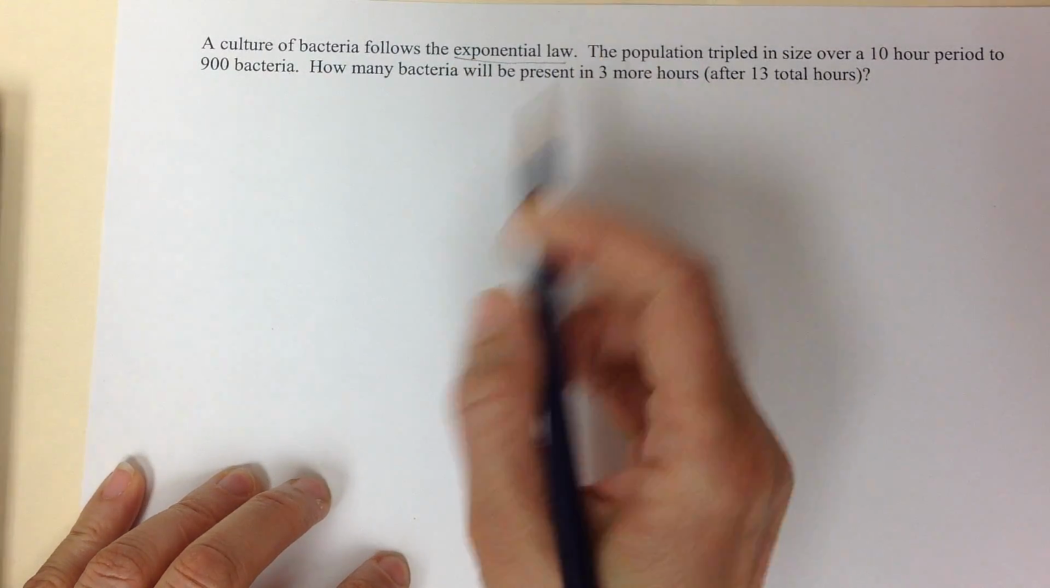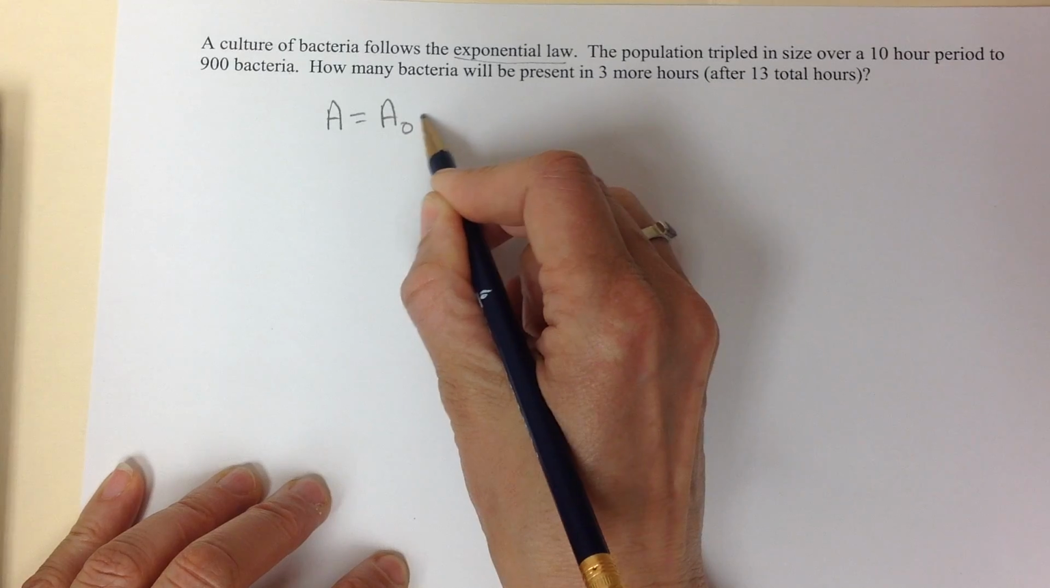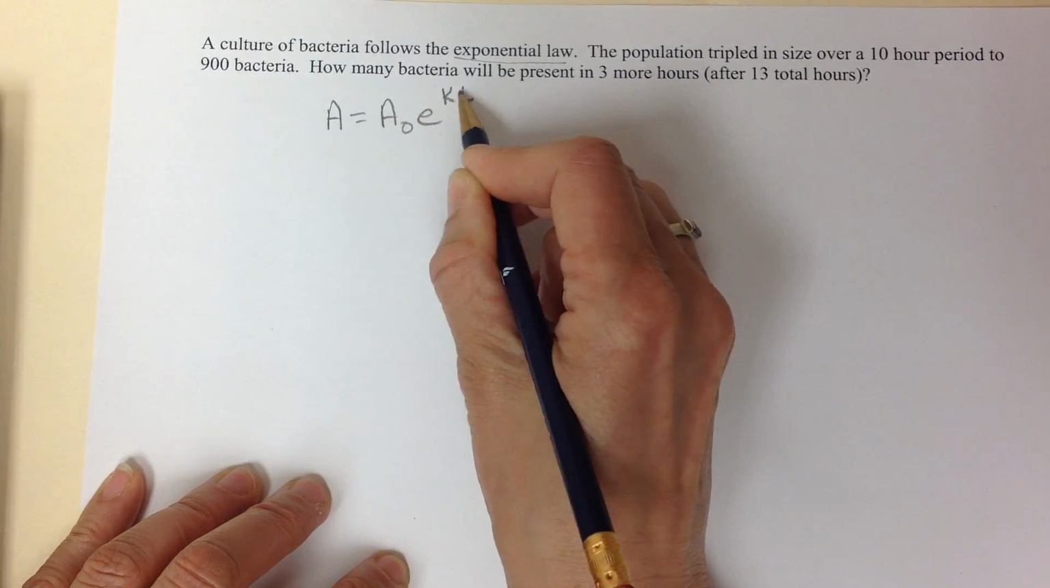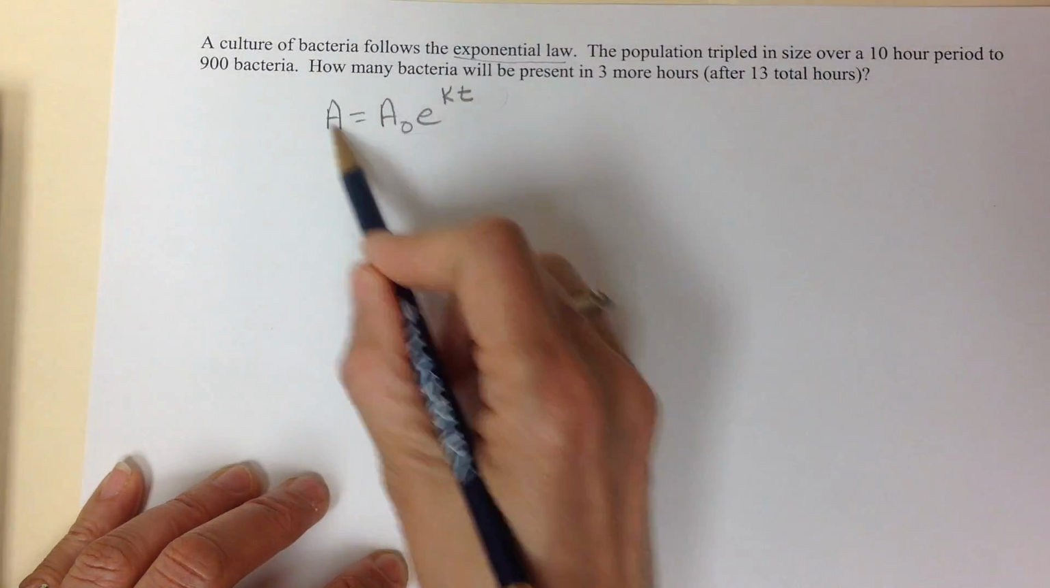Okay, we're told that a culture of bacteria follows the exponential law. This is another way to indicate that same formula, A equals A naught e to the kt. So key phrases to watch for: exponential law, uninhibited growth, something referring to half-life. Those all mean this formula.